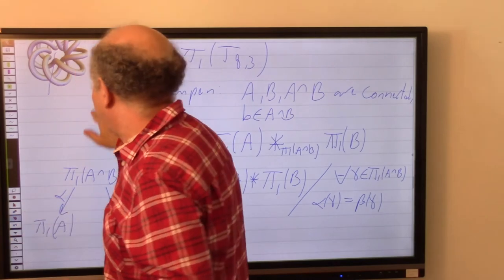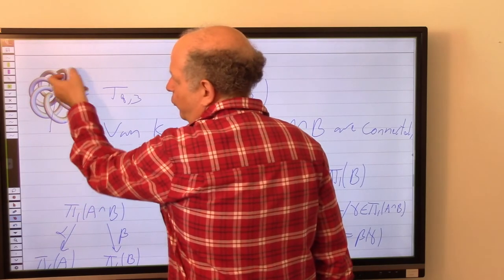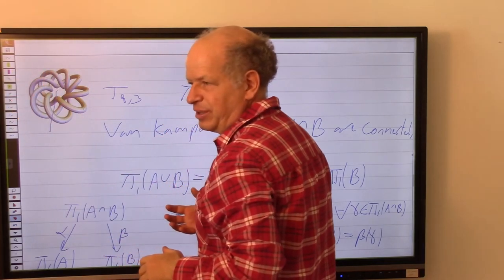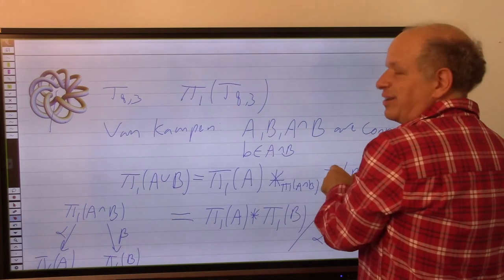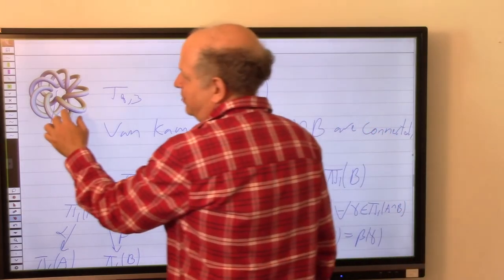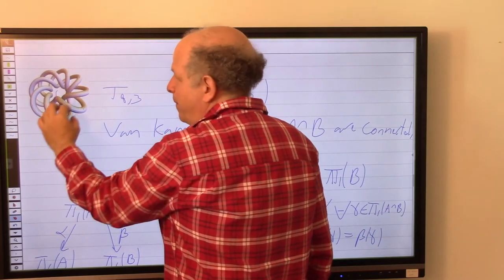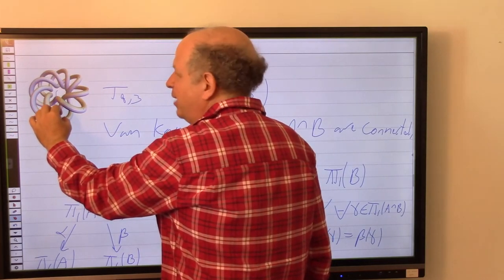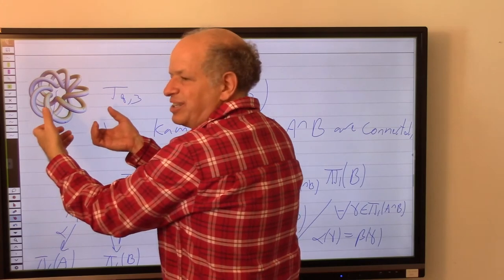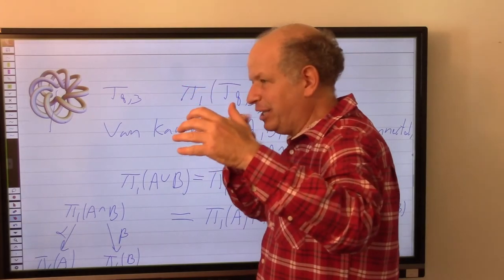Now let's use it. The two sets I want to use the Van Kampen theorem on are the inside of this torus and the outside of this torus. But they should intersect, so let's blow them up a little bit. So let A be the set: look at the inside of this torus, make the torus out of metal wire and put a membrane around it so it bounds the set A, and then blow air into the membrane so that A gets inflated a little bit.